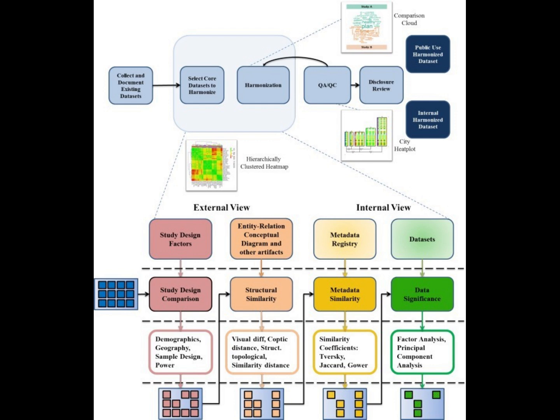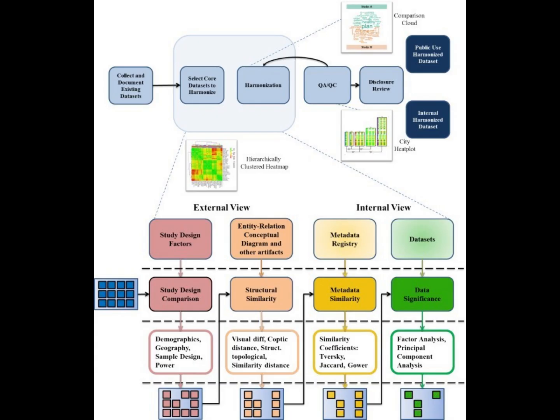Then we move into what this diagram calls the internal view. And here we've got metadata similarity and data significance. So tell me a little bit about what metadata is. Sure. So metadata is basically data about data. It's information that describes the data. For example, if you have a data set of patient records, the metadata might include information about when the data was collected, how it was collected, what the different variables in the data set mean. So all of that is metadata. So it's like the background information about the data. Exactly. And why is that important for harmonization?